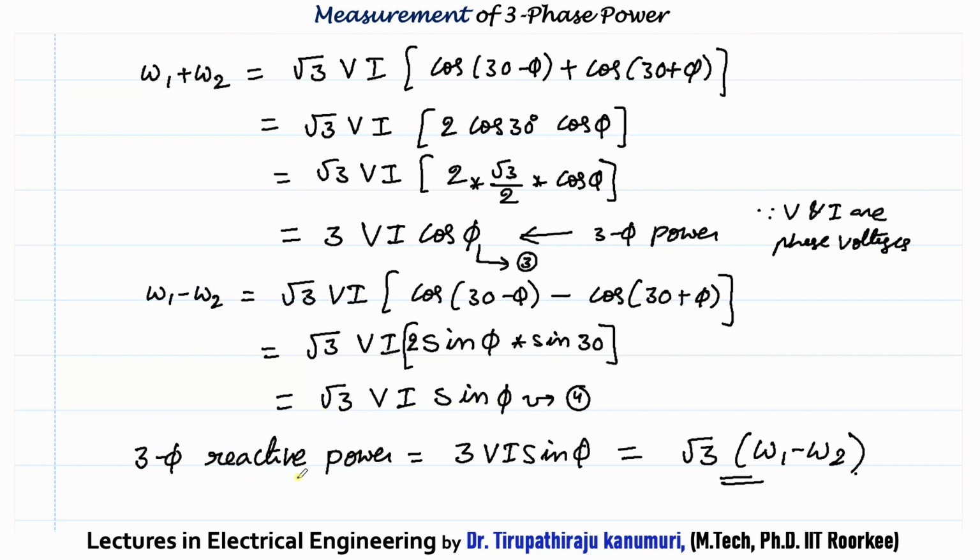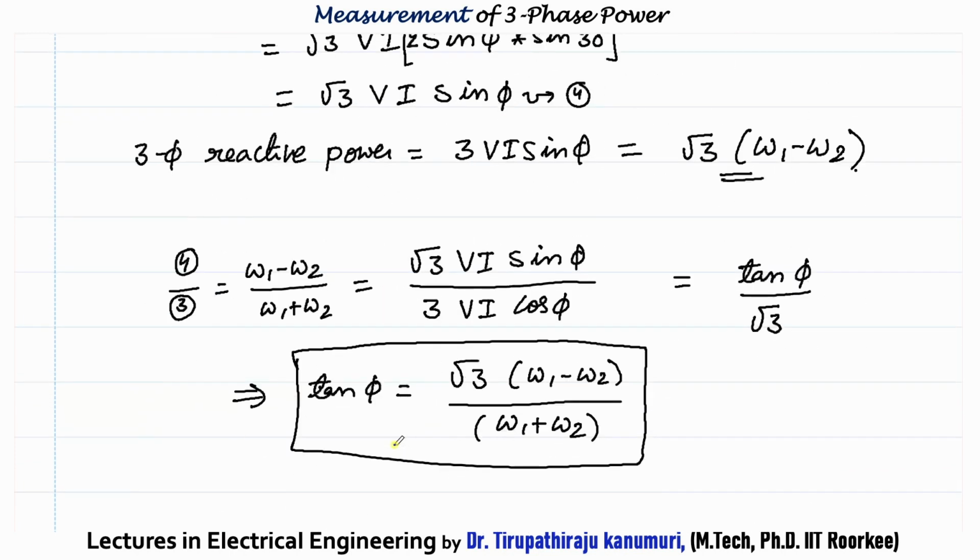And we know the 3-phase reactive power is 3 times the reactive power consumed by each phase, that is Vi sin phi. Or simply W1 minus W2, if I multiply with root 3, that will give my 3-phase reactive power. That means 3-phase reactive power can be obtained by root 3 times of difference of wattmeter readings. So now what I am doing, I am taking the ratio of W1 minus W2, that means difference of wattmeter readings divided by sum of wattmeter readings.